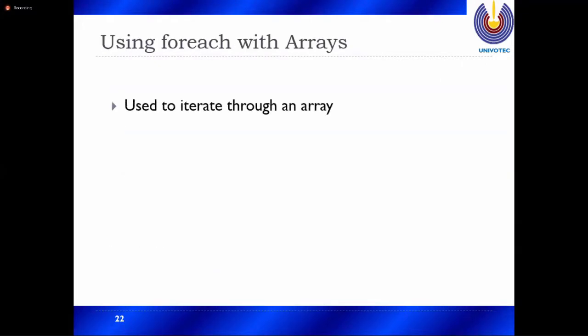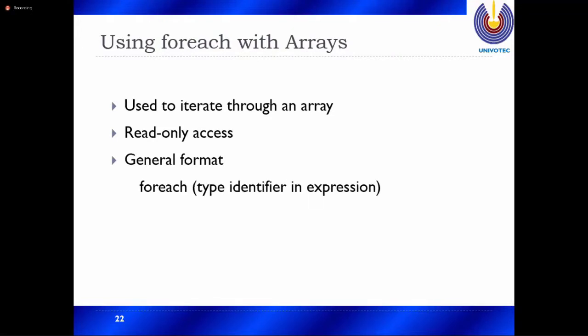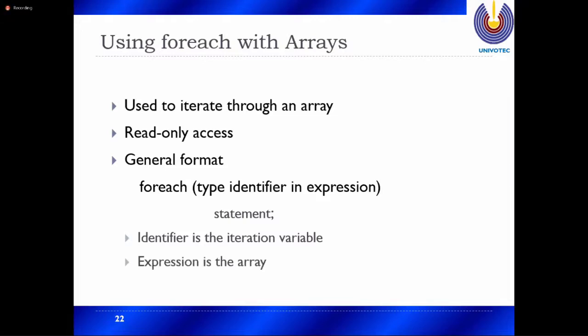Okay, using the foreach with the array. It is used to iterate through an array. This is read-only access, not write. The general format is: foreach type identifier in expression. Okay, one example is also there. After that, the statement; identifier is the iteration variable. What's the type also? Iteration variable. Okay, the expression is the array. That's the array name is the expression.